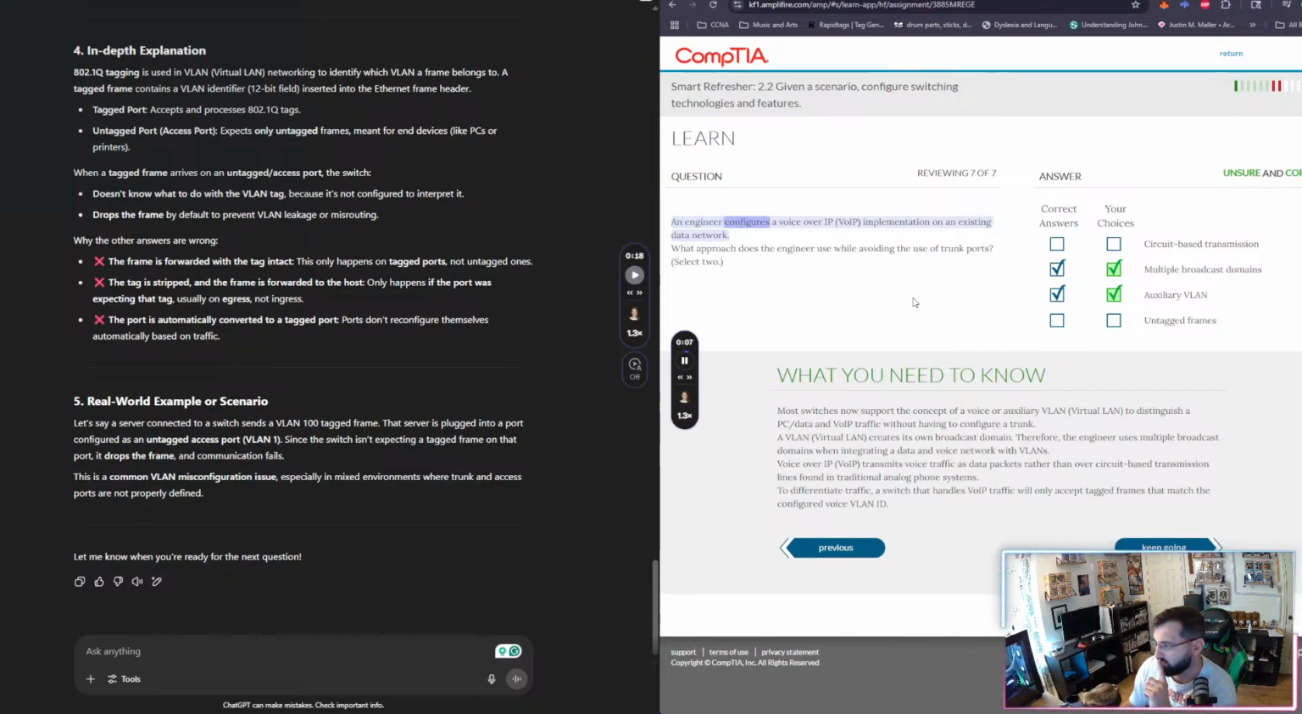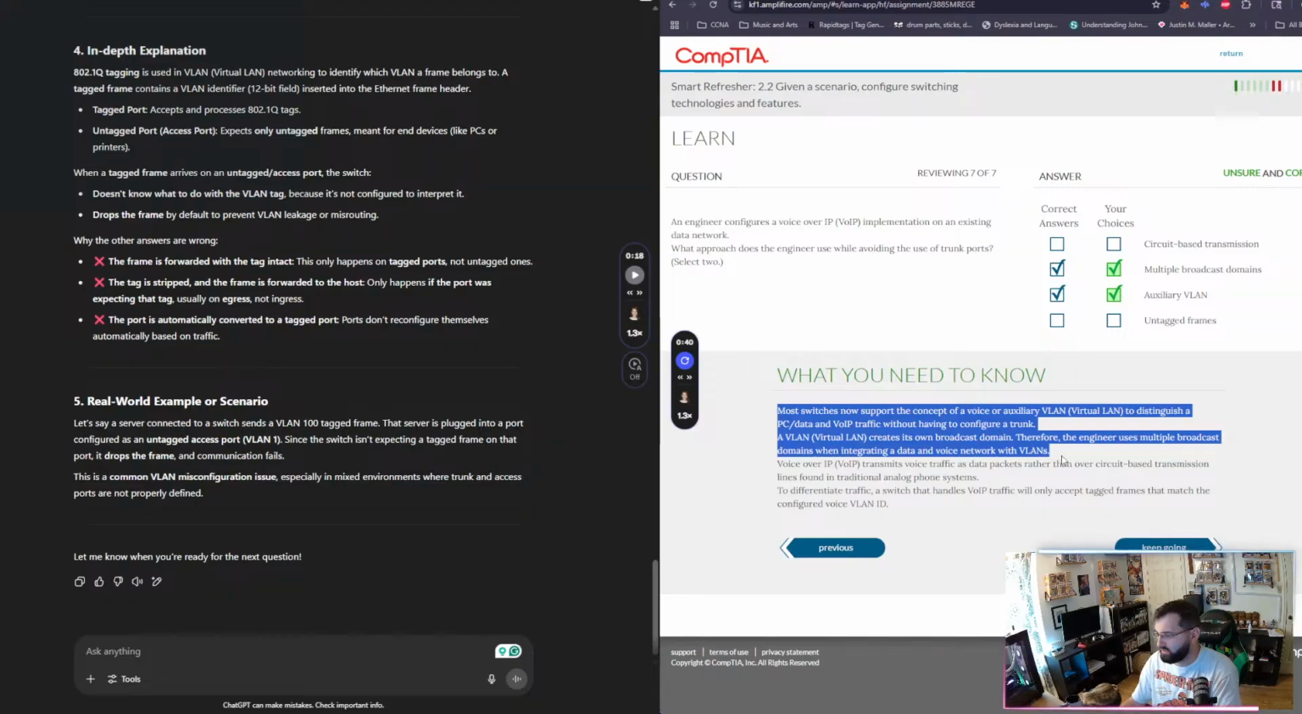An engineer configures a voice-over IP (VoIP) implementation on an existing data network. What approach does the engineer use while avoiding the use of trunk ports? Select 2. Multiple broadcast domains. Okay, this makes sense.